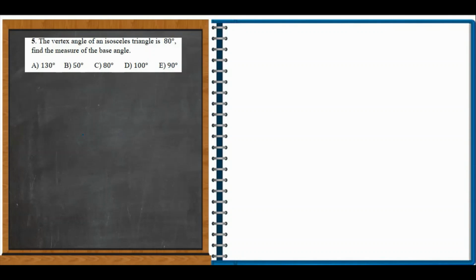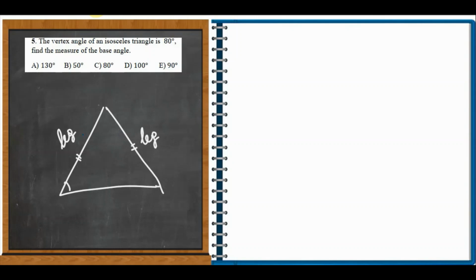Question number 5. Number 5 is about geometry. We are given an isosceles triangle. First of all, let's remind what an isosceles triangle is. If we have a triangle whose legs are equal, whose sides are equal, those sides are called legs. This triangle is called isosceles.